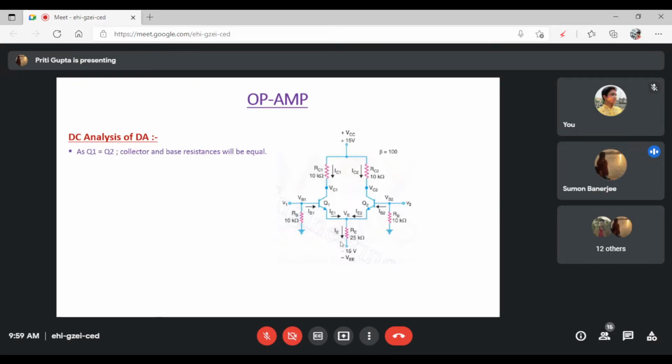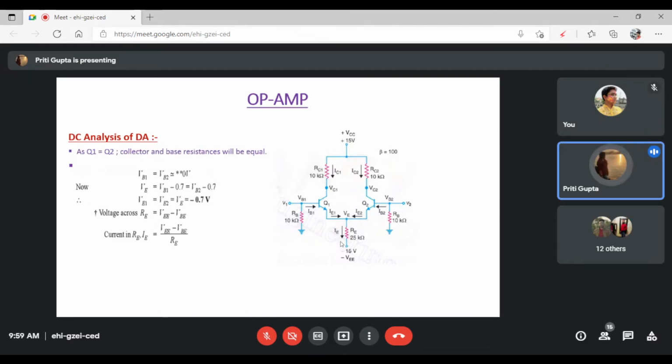Ma'am, can you repeat the equation? Yes, again, just a second. See this one. VE1, VE2 is equal to VE is equal to minus 0.7. Just keep this one inside a box.